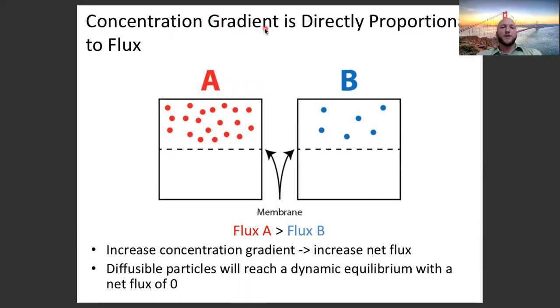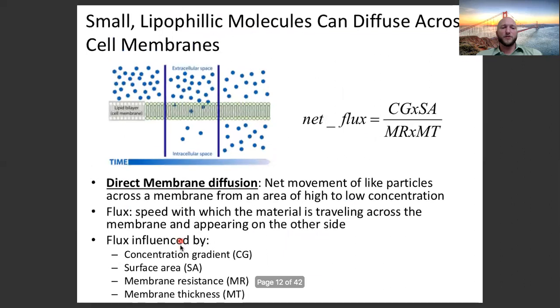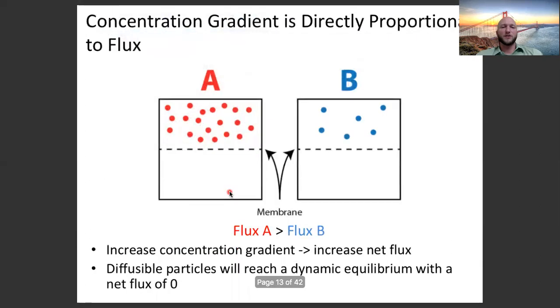So concentration gradient is directly proportional to flux. Concentration gradient is one of the variables that affects flux, or affects the speed at which these particles move across the membrane. It's shortened to Cg, concentration gradient. So if you look at these 2 chambers, let's compare A to B. Which chamber is going to have a greater flux across this membrane in the middle of the chamber?